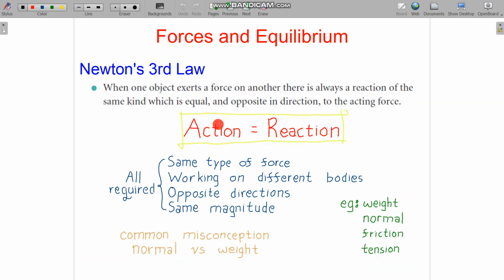Newton's third law, action equals reaction. The conditions for two forces to be a pair of action-reaction forces are they have to be the same type, work on different bodies in opposite directions, and they have the same magnitude. A common misconception is that normal and weight are action-reaction forces. That is wrong.